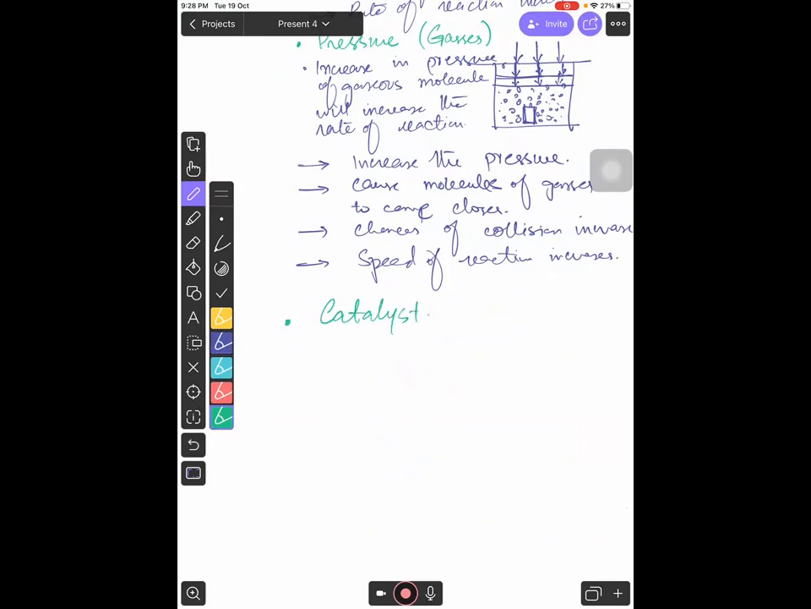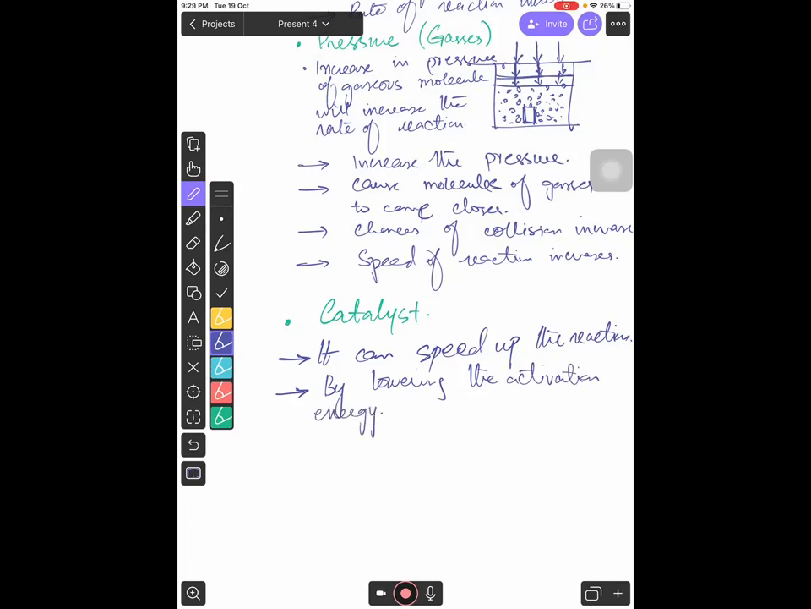A catalyst can speed up the reaction. We all know that. What is the purpose of a catalyst? It can speed up the reaction, but how? Why does a catalyst speed up the reaction? We know that it is by lowering the activation energy. There is no effect of the catalyst on the product, but definitely it will speed up the reaction, right?